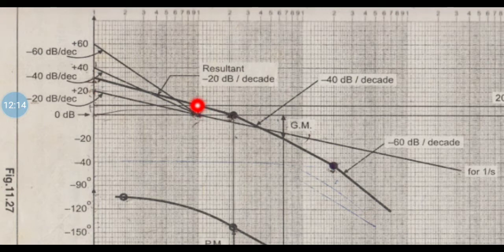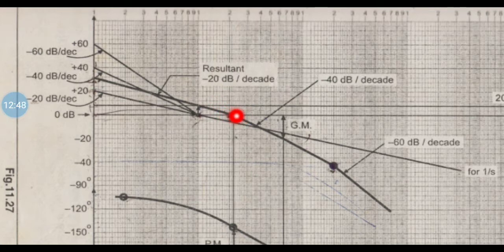So it comes here. Then from this point, draw a line parallel to minus 20 dB per decade. This line is parallel to minus 20 dB per decade, passing through till it reaches the first cutoff frequency omega c1 equal to 2. So this point is omega c1 equal to 2. This is the resultant line of 20 log k and one simple pole at origin.